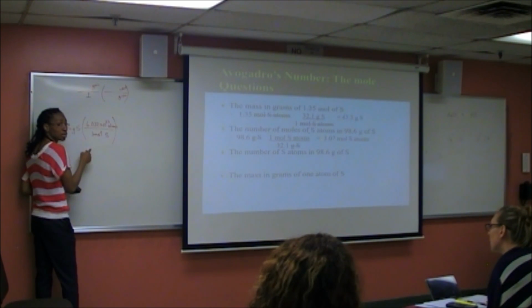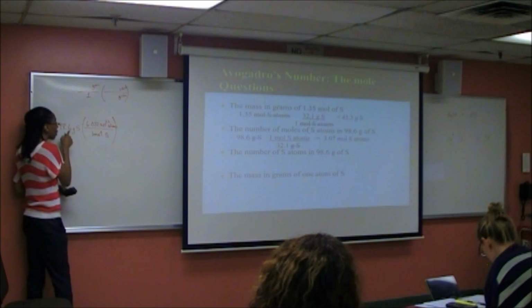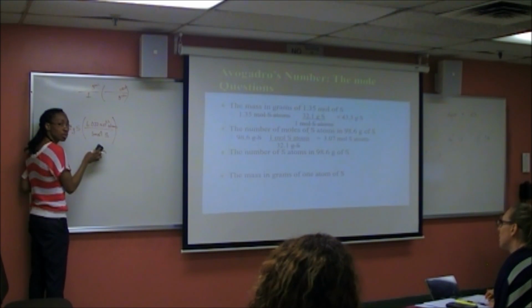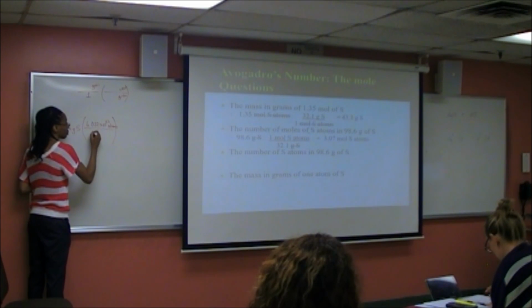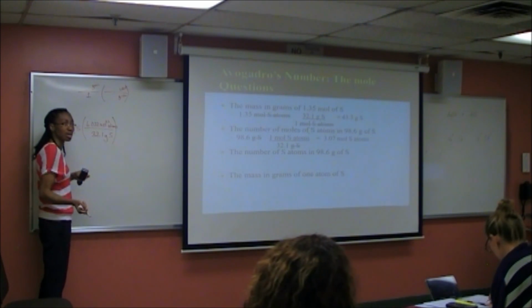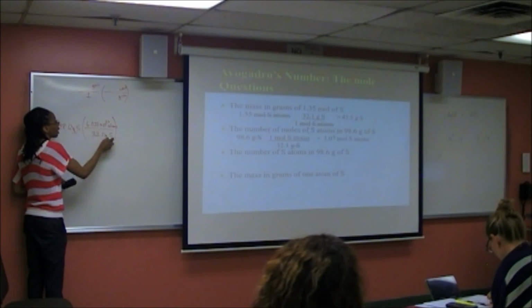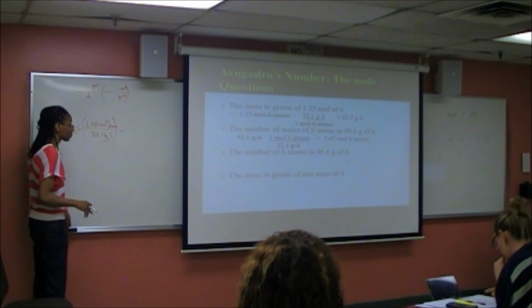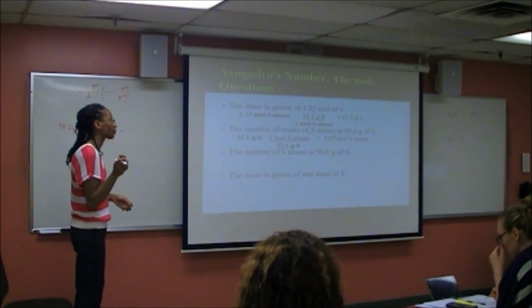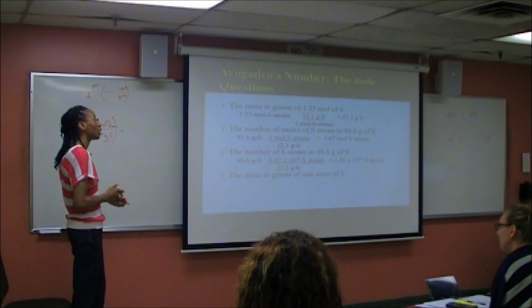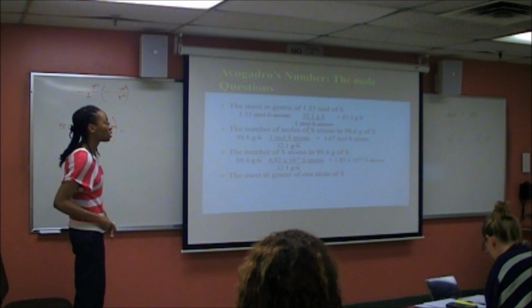What do we know about the grams and the moles for sulfur? One mole equals the mass, which is 32.1 grams of sulfur. So you can substitute these things. You cancel out your grams, multiply across, divide by the bottom. What do you get? 1.85 times 10 to the 24 sulfur atoms.